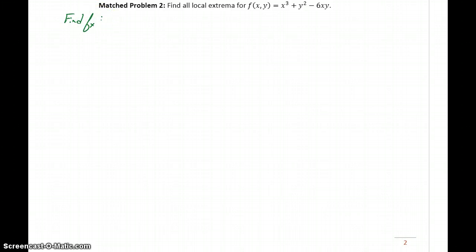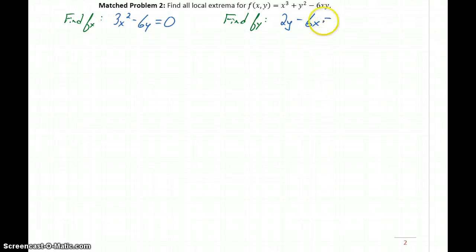We'll first find the derivative of our given function with respect to x, which in this case will be 3x squared minus 6y equals 0. So we can't initially solve this because we still have two variables. So before we can solve this, we'll need another equation. We'll need to basically end up solving a system of equations. So we'll go ahead and find our first derivative with respect to y, which in this case is going to be 2y minus 6x, which is equal to 0.